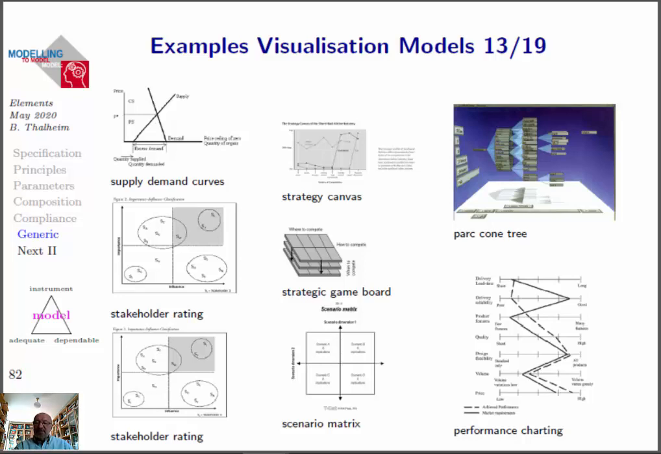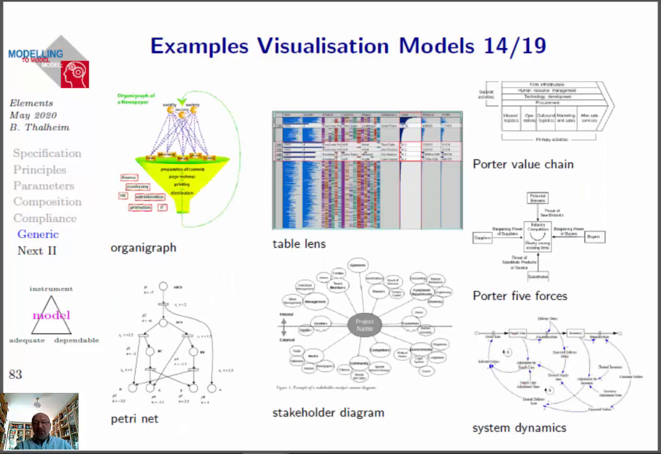You can go also for organigrams or for Petri net representation, showing the control in a system. You can have also stakeholder diagrams, who is guilty for what. You can specify also system dynamics based on some kind of dynamics models, or you can use what Porter has been developing as the five forces.